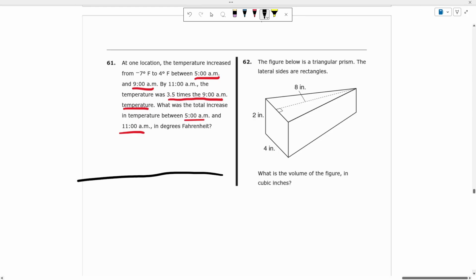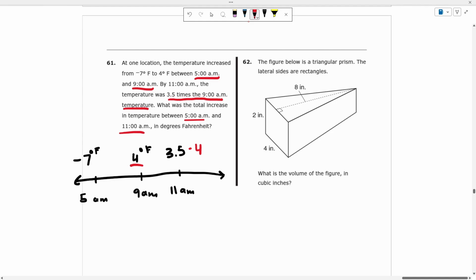So let's just draw a timeline to see what happened here, because there's a lot of different times being referenced. We know that between 5 a.m., which happened all the way in the morning, and 9 a.m., which let's just say happens here, the temperature increased from negative 7 degrees Fahrenheit all the way to 4 degrees Fahrenheit. Next, it says that by 11 a.m., which is, let's say, over here, the temperature was 3.5 times the 9 a.m. temperature, which was 4. So 3.5 times 4.